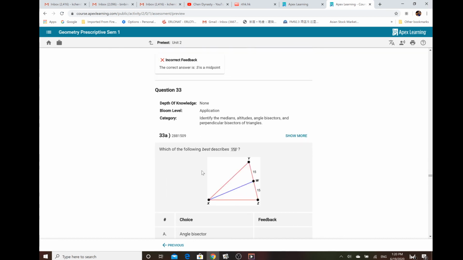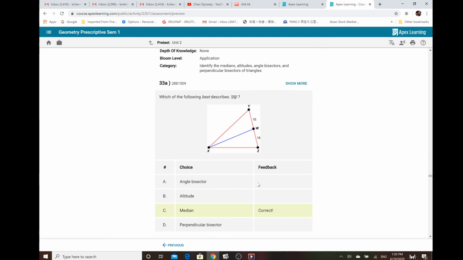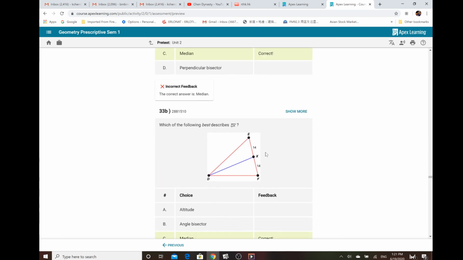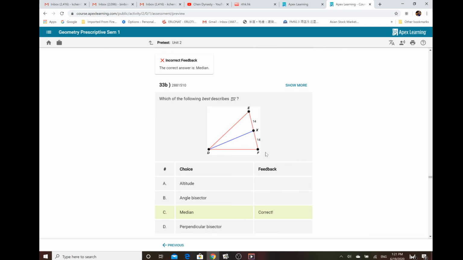Now the next one: which of the following best describes segment XW? This one can be said to be a median. The reason is that the bottom base is being cut in half, 15 and 15. Anytime you see a segment that cuts the bottom base in half, that segment is considered a median.